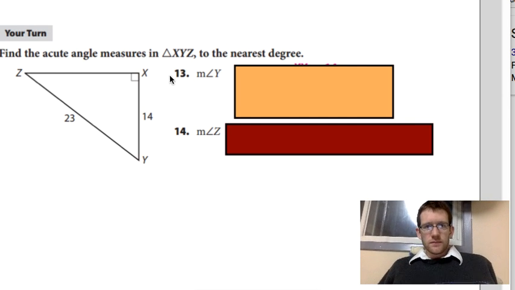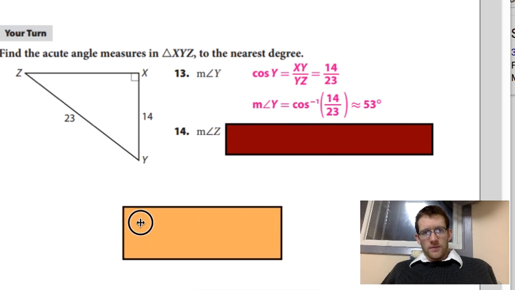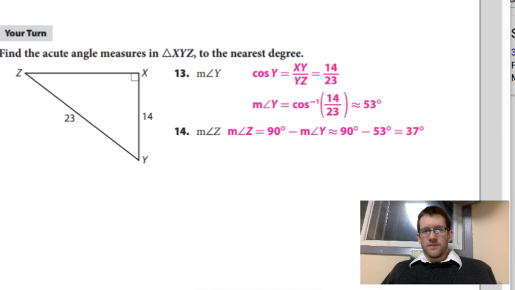Okay, so for 13, the measure of angle y, we have these known values. We're going to use cosine because it's adjacent over hypotenuse. So the cosine of angle y equals 14 over 23. Or we can do the inverse cosine of 14 over 23 equals angle y, which is 53 degrees. Measure of angle z, again, make it easy on yourself. 90 minus 53 is much easier than doing inverse sines. But if you did the inverse sine, great, power to you. You should have still got 37 degrees.